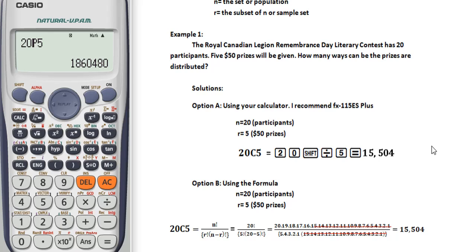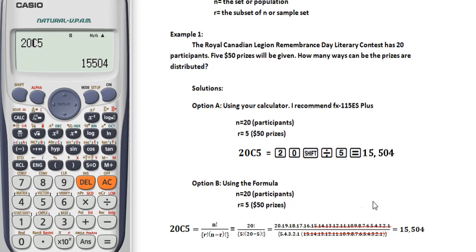So for our solution, using our FX115ES Plus calculator, we determine what's given. For our n, it is 20 participants, and for our r, it says there are 5 $50 prizes, so it's 5. Punching into our calculator, we do 20, then shift, then the divide symbol to get C, and then 5 and equals. That would give us 15,504 ways that the prizes are distributed.